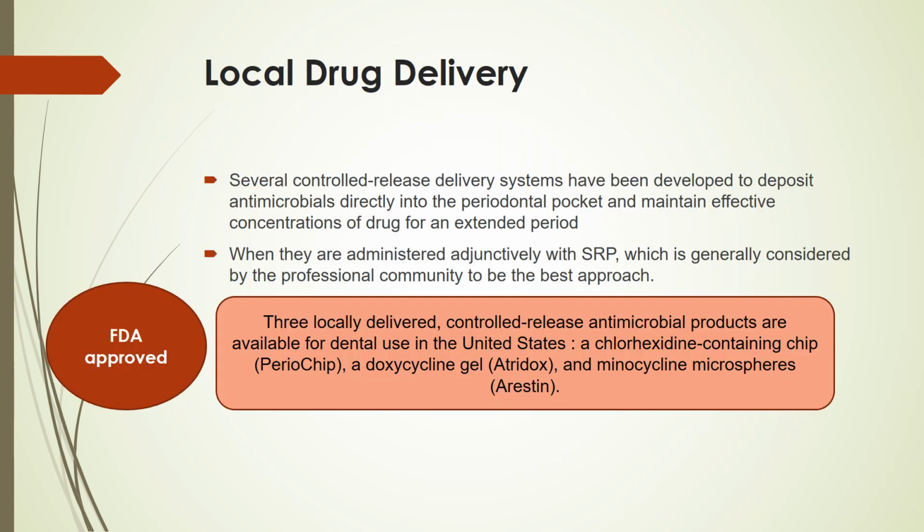Coming to local drug delivery, several controlled release delivery systems have been developed to deposit antimicrobials directly into the periodontal pocket and maintain effective concentrations of drug for an extended period. When administered adjunctively with SRP, which is generally considered by the professional community to be the best approach, there are three locally delivered controlled release antimicrobial products available in the US: a chlorhexidine containing chip or PerioChip, a doxycycline gel or Atridox, and minocycline microspheres or Arestin.